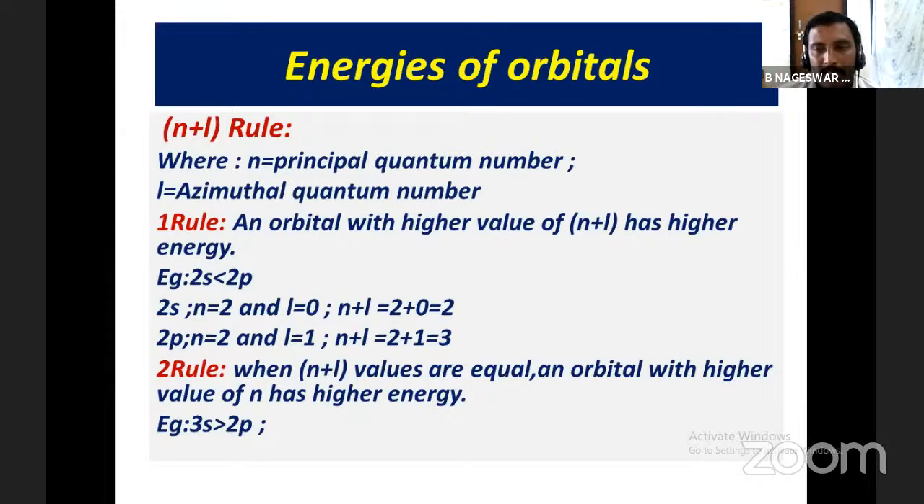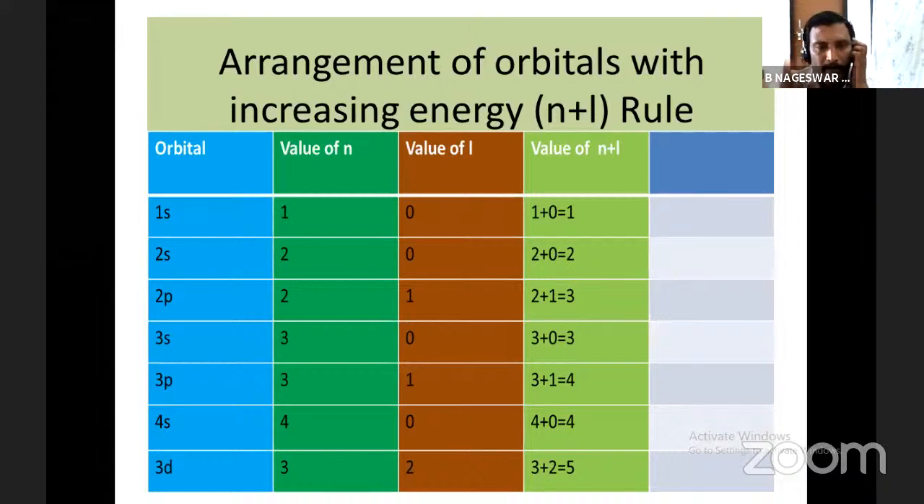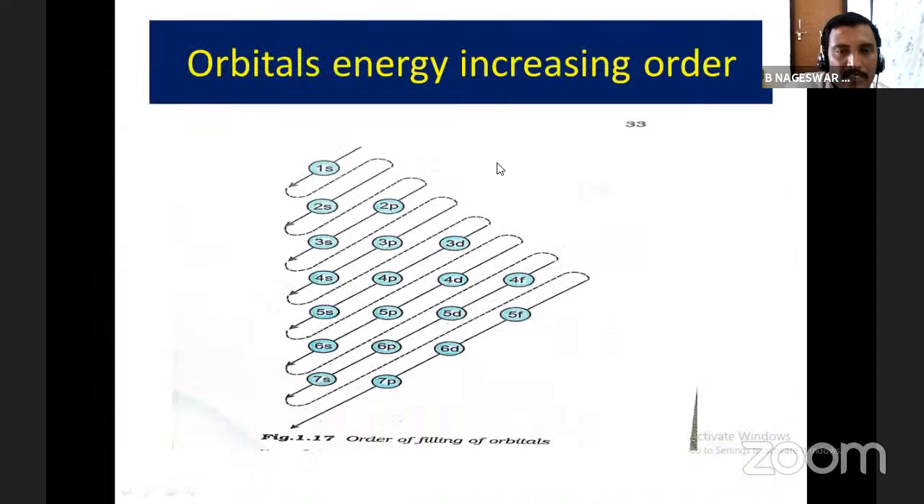By using the n plus l rule, we can calculate energies of orbitals. Based on that n plus l value, I am giving the energies of many orbitals. In the case of 1s, n is equal to 1, l is equal to 0, then n plus l is equal to 1. Similarly, I have given 2s, 2p, 3s, 3p, 4s, 4d. Just observe this table, and you can easily understand the energy filling order.